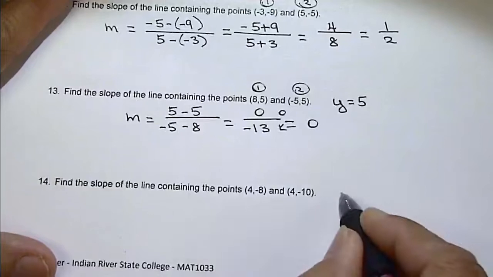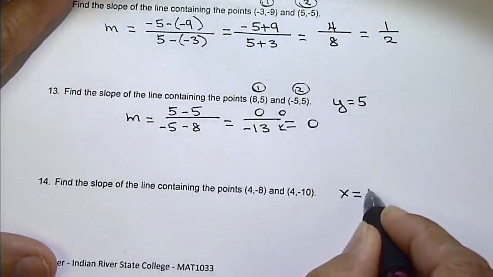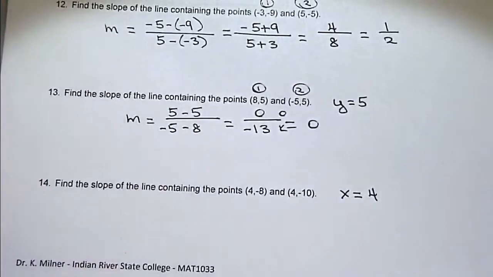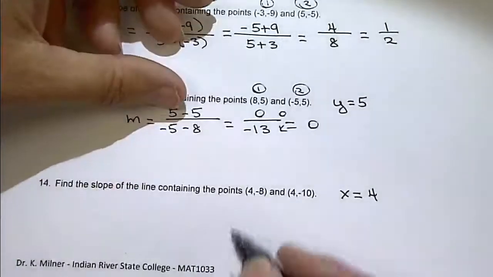X is the same. Therefore, the equation of this line is x equals 4. Now, what does the line x equals 4 look like? A vertical line. Straight up and down. What kind of slope does a vertical line have? Undefined. So this one's going to be something divided by 0, okay? Got it? So let's do it.